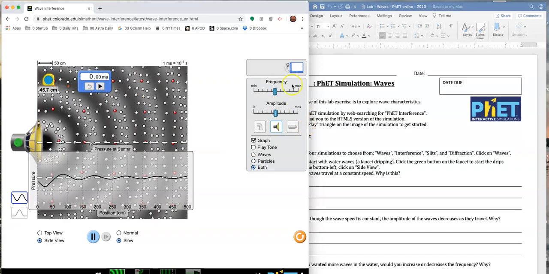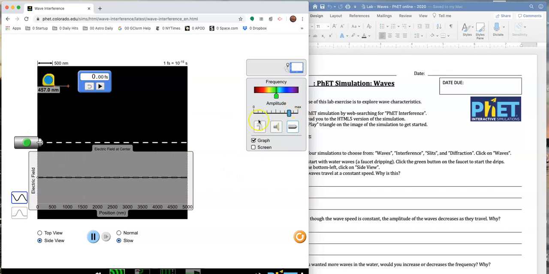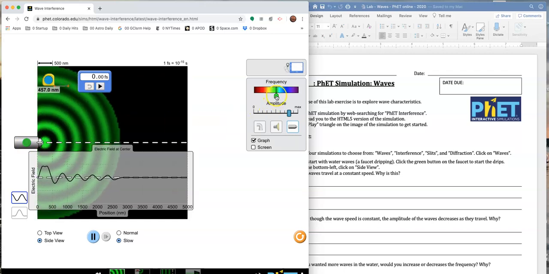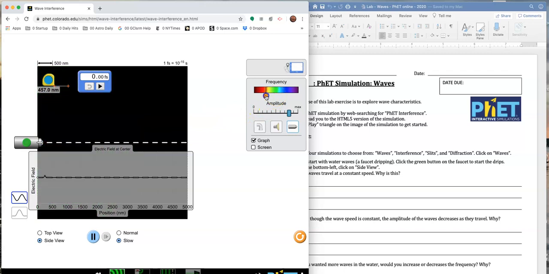So there's sound. And then for light, it's the same principle. Turn it on, make light waves, and then you can change the frequency, which would be the color of the light. You could have low frequency red light.